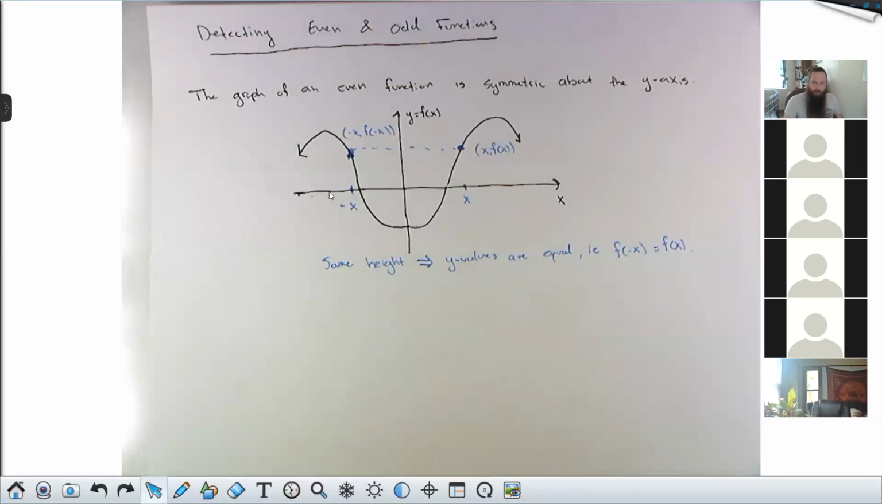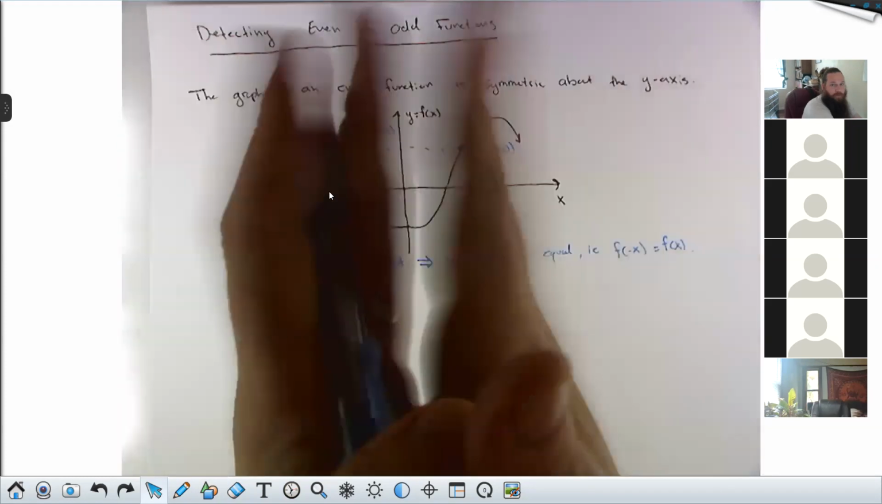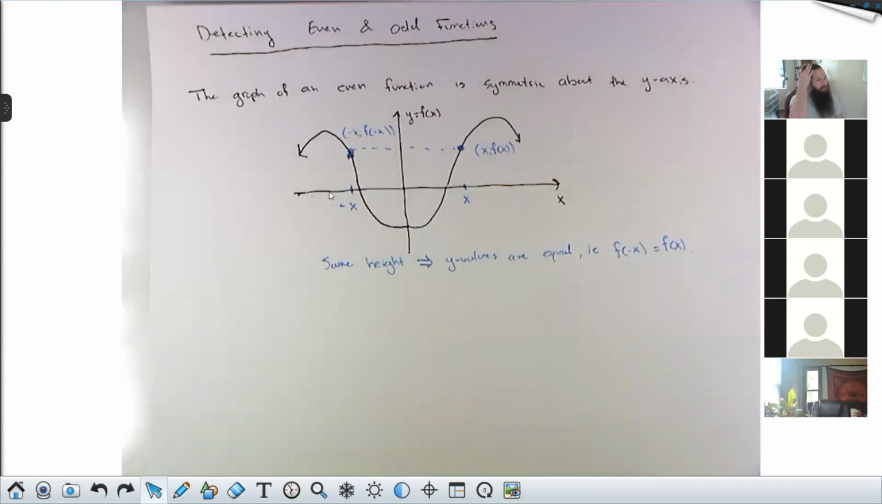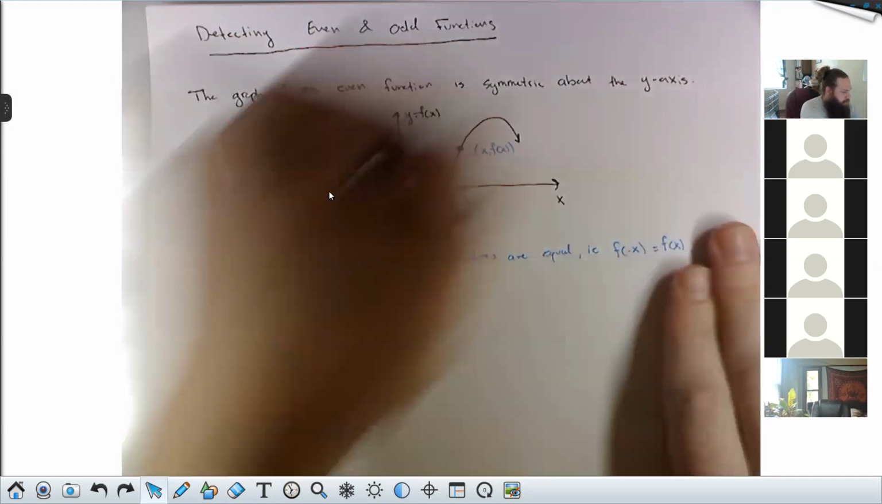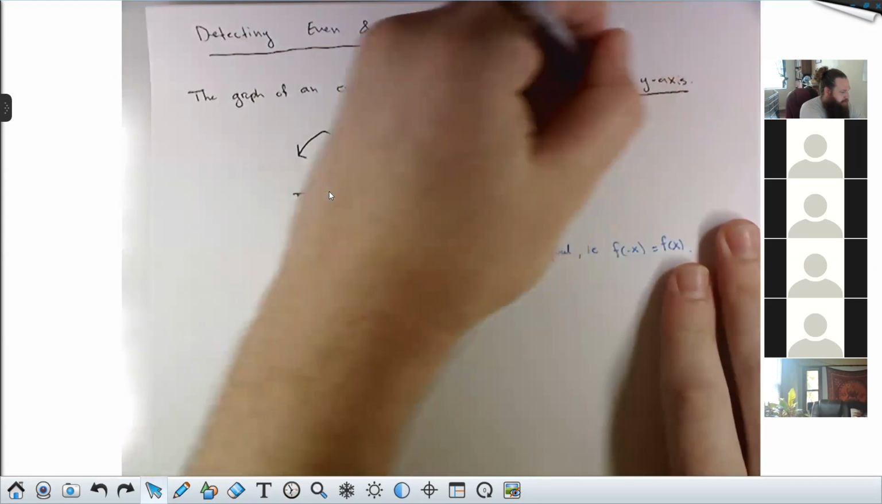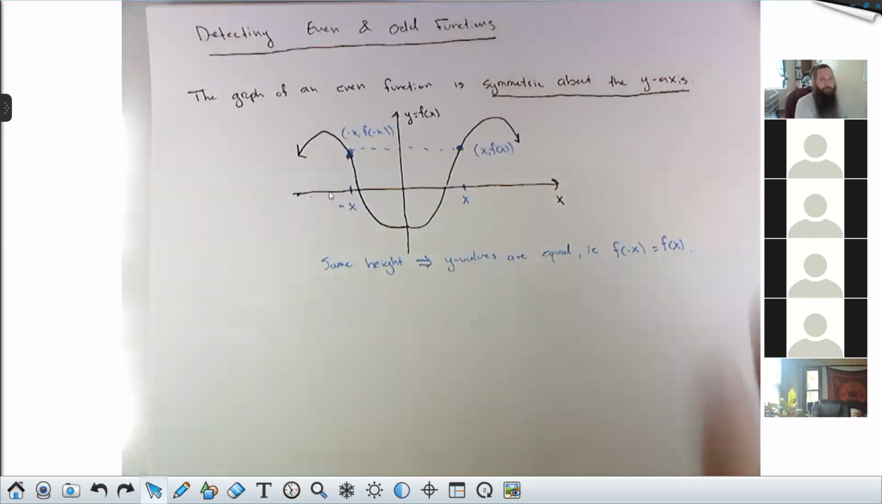So if you want to know if your function is even or odd, and you have the graph, you can tell if the function is even by asking, is it symmetric about the y-axis? If I were to fold this up, would it sit right on top of itself? If the answer to that question is yes, then you've got yourself an even function. So graph of an even function always symmetric about the y-axis.